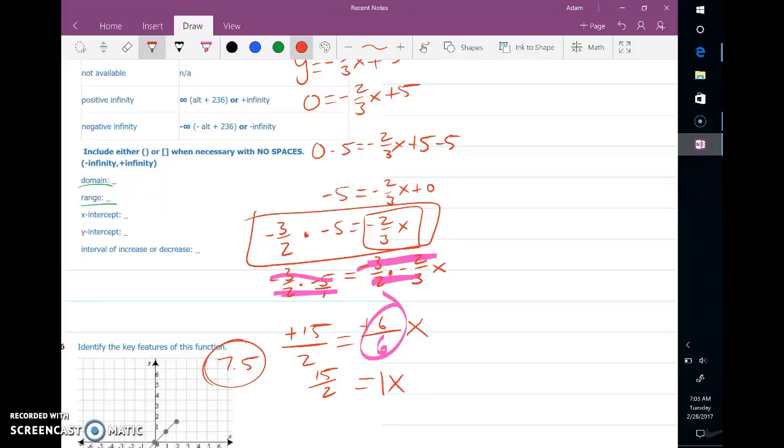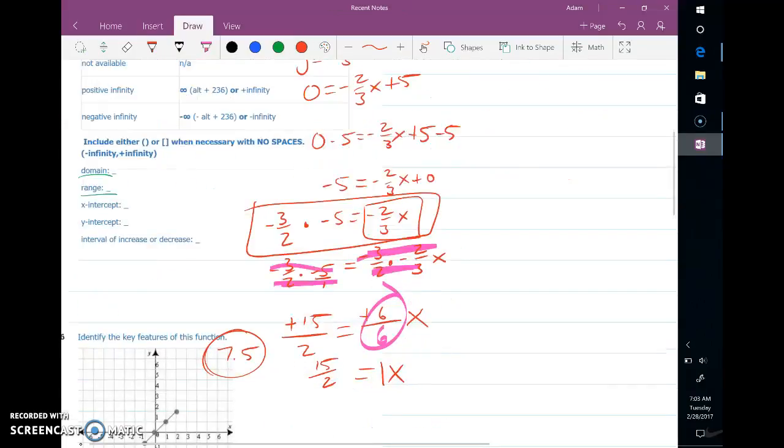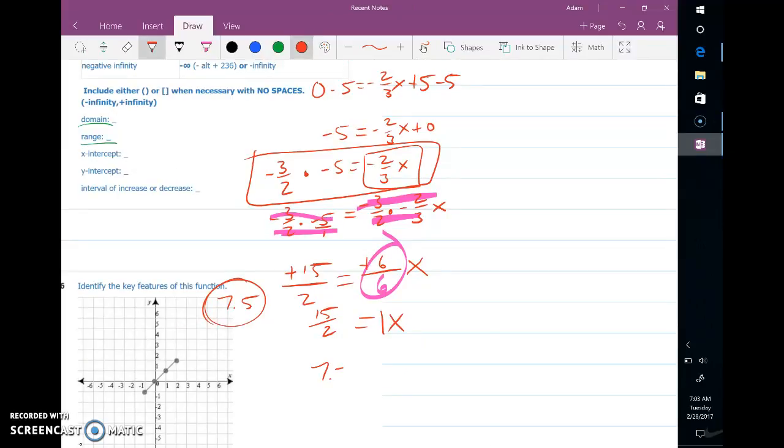But this is a weird number. And we could tell up here that it was going to turn out to be a weird number because our next slope, 2 and 3, got us down here to (9, -1), not on the x-axis. So 7.5 is our x. And again, 15 over 2 is also an appropriate answer. So either one of these is our x-intercept.